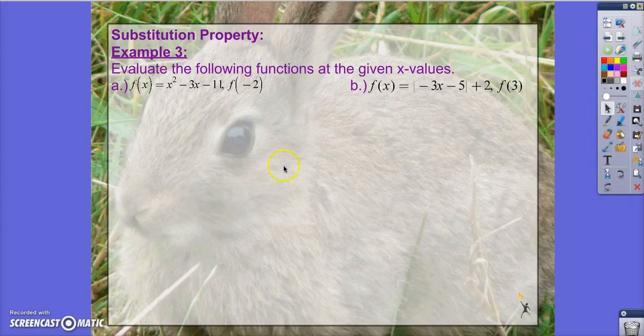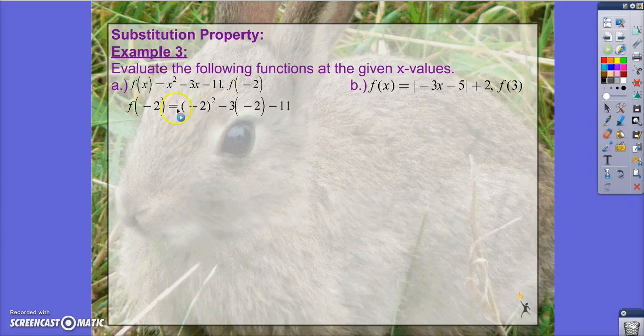Okay, so evaluate the following functions at the given x values. A, f of x equals x squared minus 3x minus 11 for f of -2. That means, and we've done function notation a lot, you're going to see it a lot in the rest of this chapter, every time you see an x, you plug in a -2.